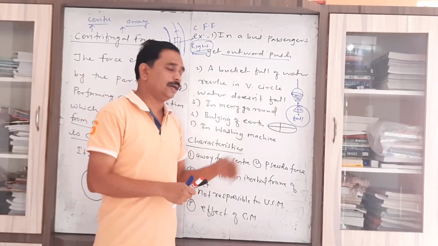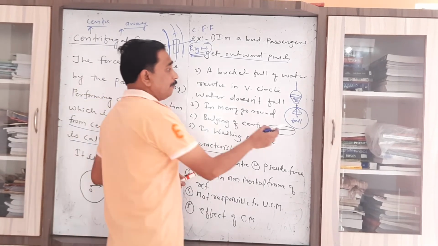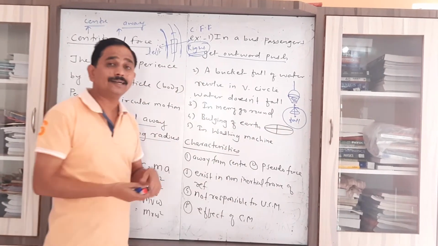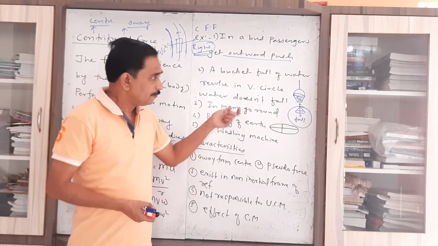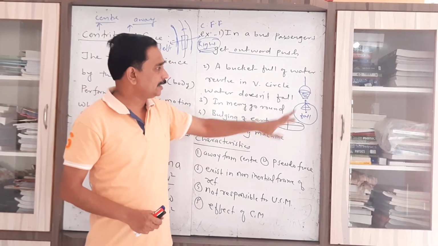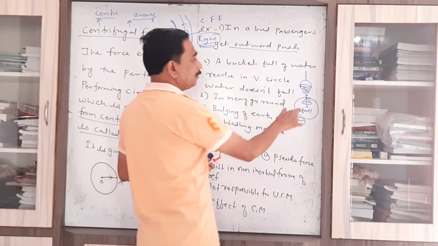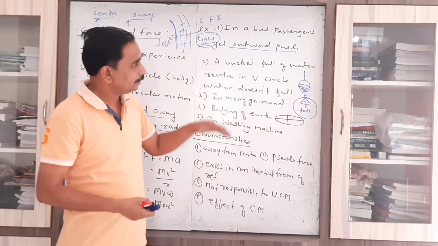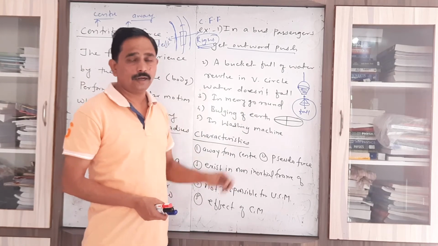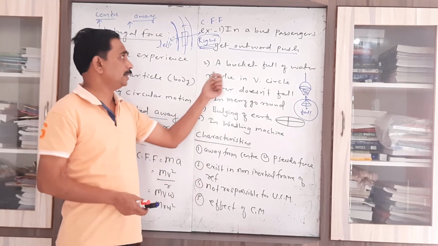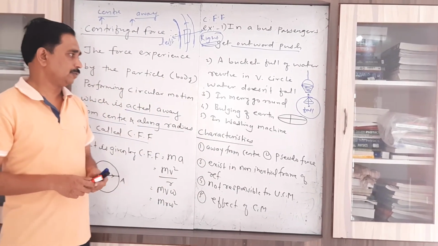But there is a particular condition, that is, the bucket must move with a certain speed. When that bucket reaches the top of the vertical circle, the weight of the bucket along with the water is balanced by a particular force. That force is called the centrifugal force.